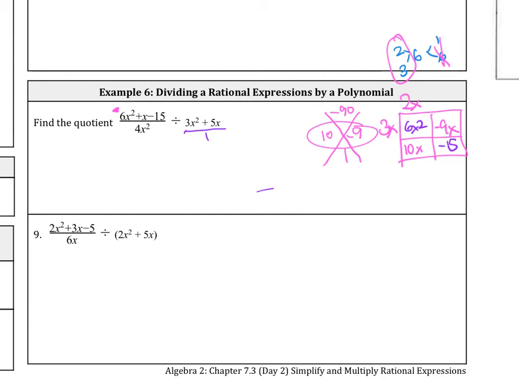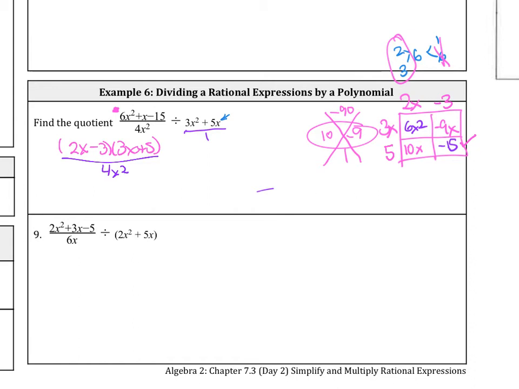Now we finish factoring. So 3 times negative 3 gives us negative 9. 2x times 5 gives us 10x, and negative 3 times 5 is negative 15. So therefore, after all of that, the factor of 6x squared plus x minus 15 is 2x minus 3 times 3x plus 5. The denominator stays the same.